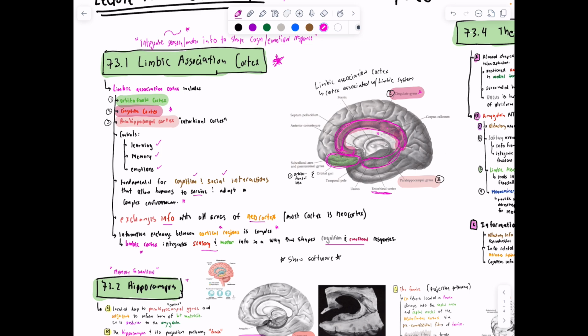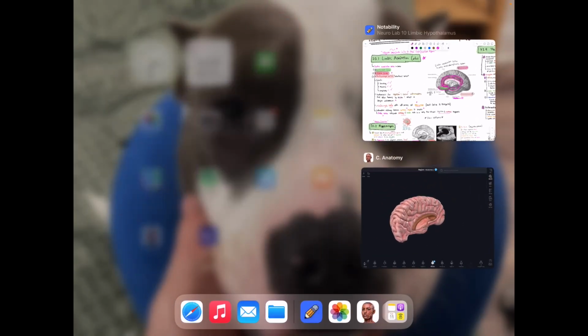All right, but the limbic association cortex is the first part of our limbic system. We have the frontal orbital lobe, part of the prefrontal lobe within the frontal lobe. Then we have the cingulate gyrus, which you can see sort of wraps around, and then it extends to the perihippocampal gyrus, which extends to the entorhinal cortex. All right, but it controls learning, memory, emotions, exchanging information with all the different parts of the cortex overall, and then we'll see its connection in just a second via the entorhinal cortex to the hippocampus. But let's just take a quick look at our software.